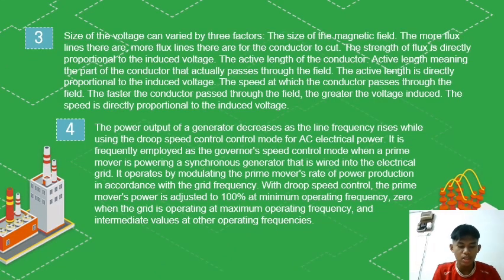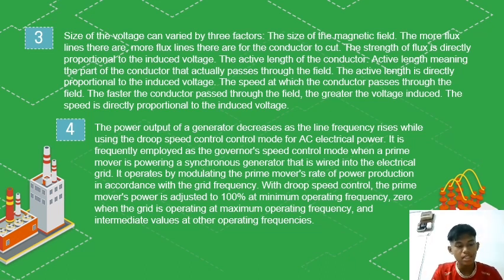Number 3 is generator operation with speed and voltage regulation. The size of voltage can vary by three factors. The size of the magnetic field: the more flux lines there are for the conductor to cut, the greater the voltage. The strength of flux is directly proportional to the induced voltage. The active leg of the conductor, meaning the part of the conductor that actually passes through the field. The active leg is directly proportional to the induced voltage. The speed at which the conductor passes through the field: the faster the conductor passes through the field, the greater the voltage induced. The speed is directly proportional to the induced voltage.